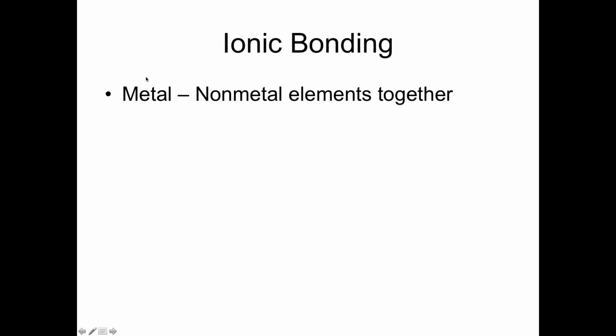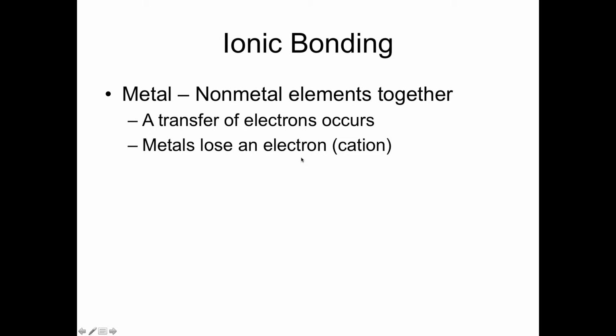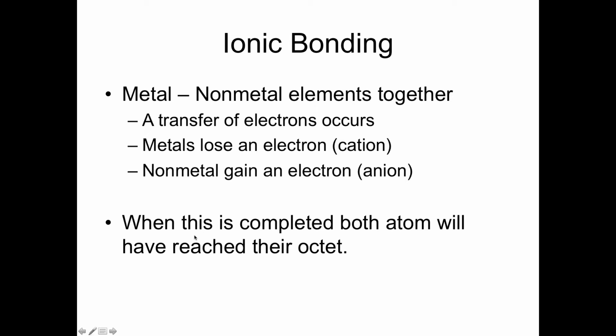All right, let's dive into ionic bonding here. Ionic bonding happens when you have a metal element, any metal element, and a non-metal element. A transfer of electrons occurs. The metal element loses the electron, and if you remember, I talked about this earlier in the year, I called it a cation. Cations are positive, and then the non-metal will gain the electron, and they're called anions. When this transfer of electrons occurs, both atoms will have reached their octet. They'll both be surrounded by 8 valence electrons, and that's the whole reason that they're bonding together.